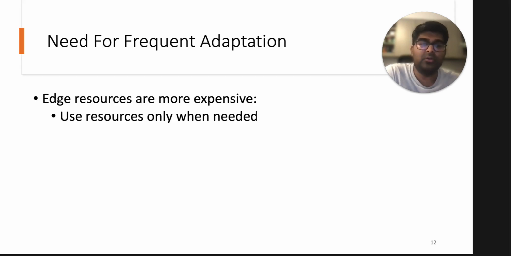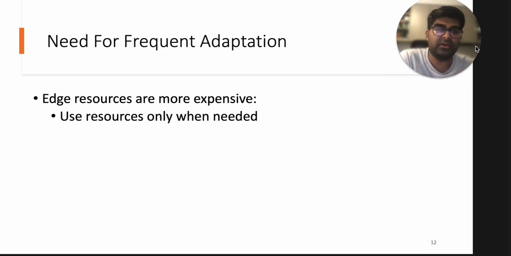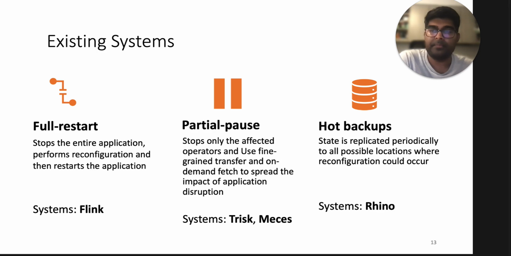So just to recap, there are two major motivations for systems to undergo frequent reconfiguration. First is to adapt to the frequent changes in user demand, and second is to adapt to frequently moving data sources. Existing solutions for application reconfiguration can be broadly classified in three varieties. The full restart approach stops the entire application, performs the reconfiguration, and then restarts the application. The partial pause approach stops only the affected operators and uses fine-grained transfer and on-demand fetch techniques to spread the impact of application disruption. Third, the hot backups approach replicates the state periodically to all possible locations where the reconfiguration could happen.